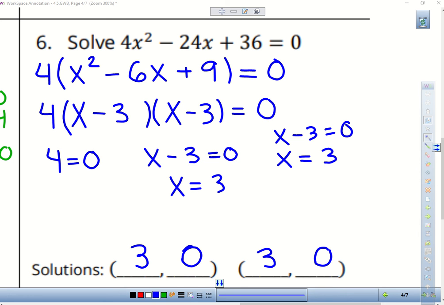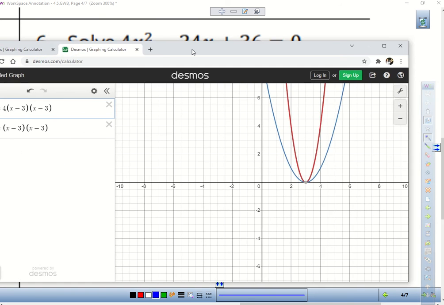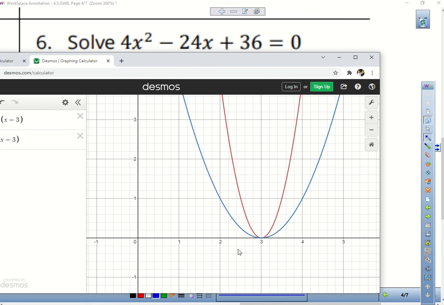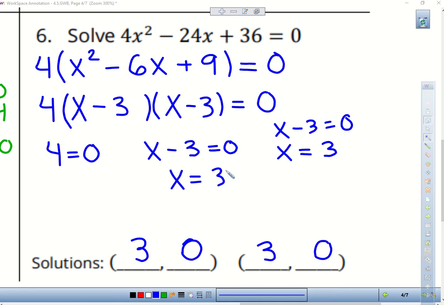But something that I want to show everybody real quick before we move on, I want to show you what the number on the outside does to the graph. As you can see here, I have one with the 4 on the outside and one without the 4 on the outside. As you can see, the one with the 4 on the outside goes up much faster, but what the 4 does not do, it doesn't affect the zeros of the graph. See how the 0 on both of them is still 3, 0? So I just want to show you how that works, because that's why the 4 isn't even included in the solution at all.